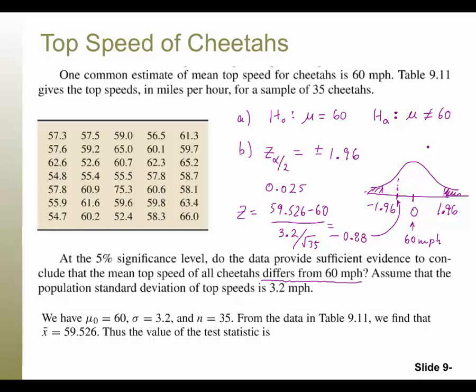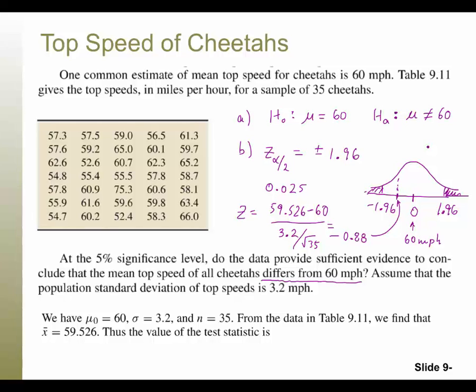We don't have enough evidence from this particular sample at a 5% significance level that it's something other than 60. That's what it means to not reject. Not rejecting is not the same as concluding that their top speed is 60 miles per hour on average. It's just saying we don't have enough evidence to say that it's not 60. So we're saying it could be 60 or it could be something close. It's possible.